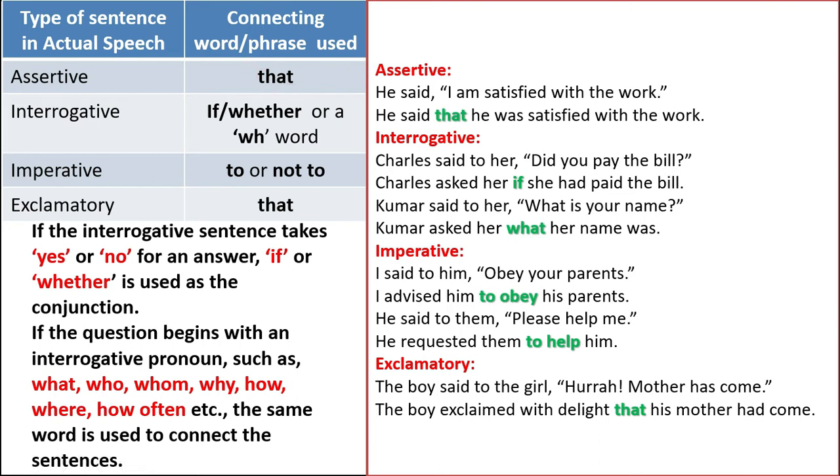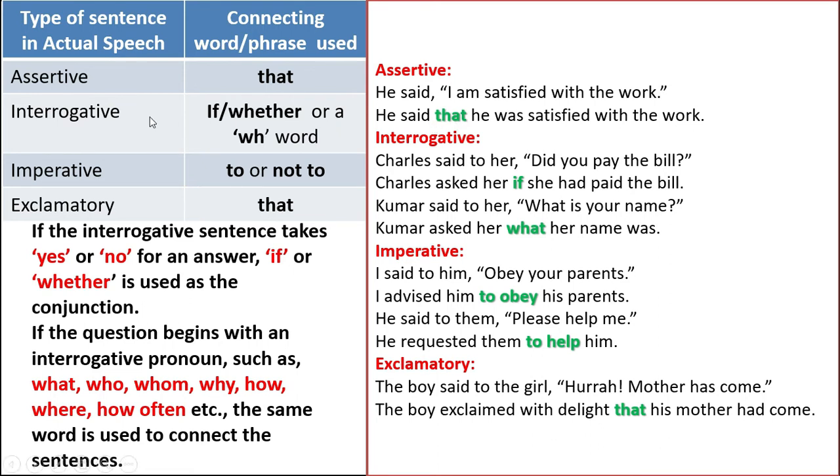You can understand this from this example here. He said, "I'm satisfied with the work." He said that he was satisfied with the work. That. Of course, in spoken English, we usually avoid using that as a conjunction. We say, he said he was satisfied with the work. But in written English, you are supposed to use that.